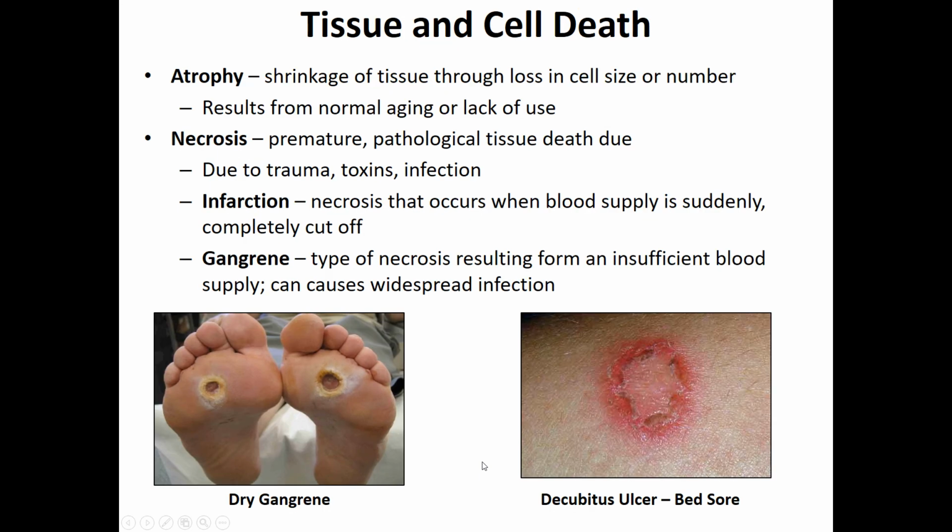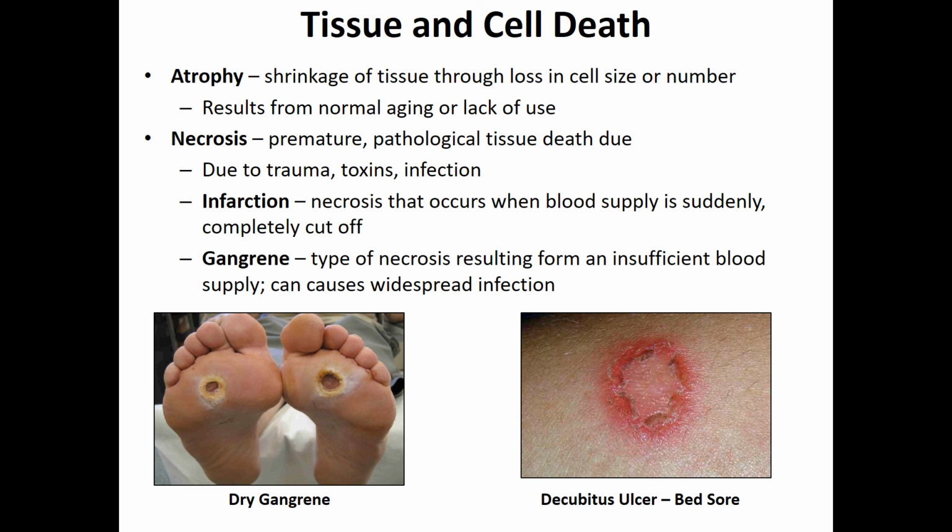episode. So, of course, we mentioned the fact that atrophy here is the shrinkage of tissue through loss in cell size or number, and that can be normal. That's a normal process. But when you see necrosis over here, that's pathologic. So usually that's due to trauma, toxins, infection. A couple of terms to see here is infarction. This is what you see happen with a heart attack, like we mentioned before. This is going to be necrosis of a tissue that occurs when blood supply is suddenly and completely cut off. This is also what you see happen with types of stroke in the brain.